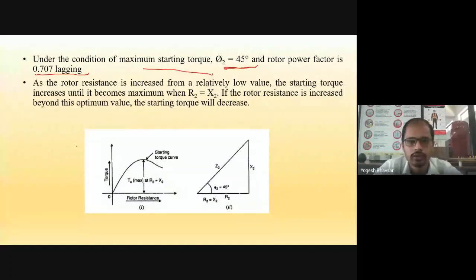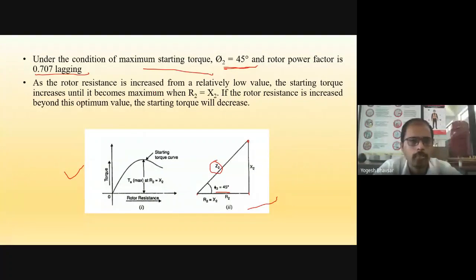So we can again see the impedance triangle for that. The base side represents resistance, the front side represents reactance X2, and the hypotenuse will be Z. So here the angle comes 45 degrees, so both are having the same value. R2 is equal to X2.